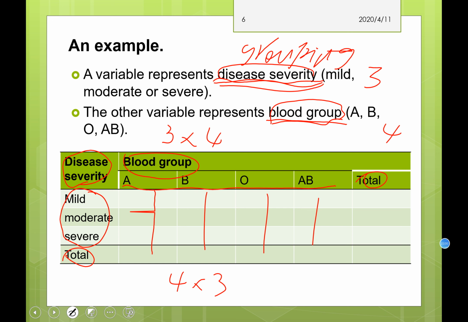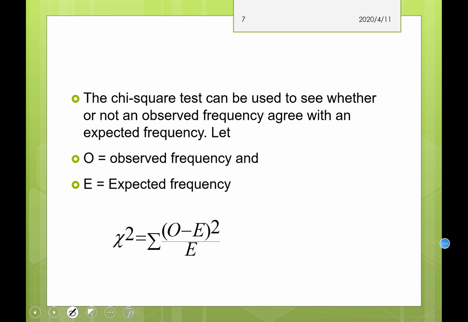So the other one is okay. Most often we use the grouping variable as the rows, but in this example we cannot identify which one is the grouping variable. So we can use either one of the 2 as the grouping variable. We can list it in the rows, and the other one should be in the columns. But you can change it. Okay.